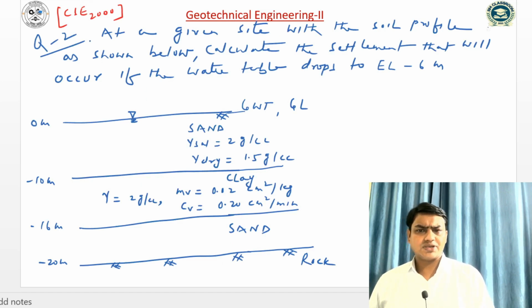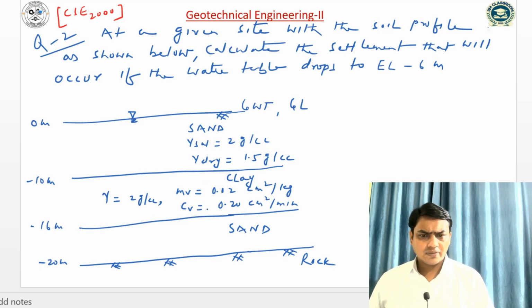Second question that was asked in Civil Services Examination 2000. At a given site with the soil profile as shown below, this is the soil profile given. Calculate the settlement that will occur if the water table drops to elevation minus 6 meter. So initially the water table is here at the ground level. When the water table drops to minus 6 meter, what will be the settlement of the clay layer?